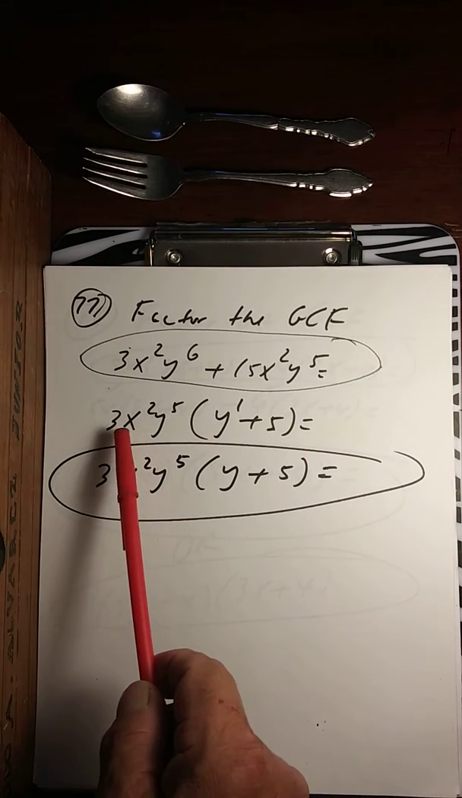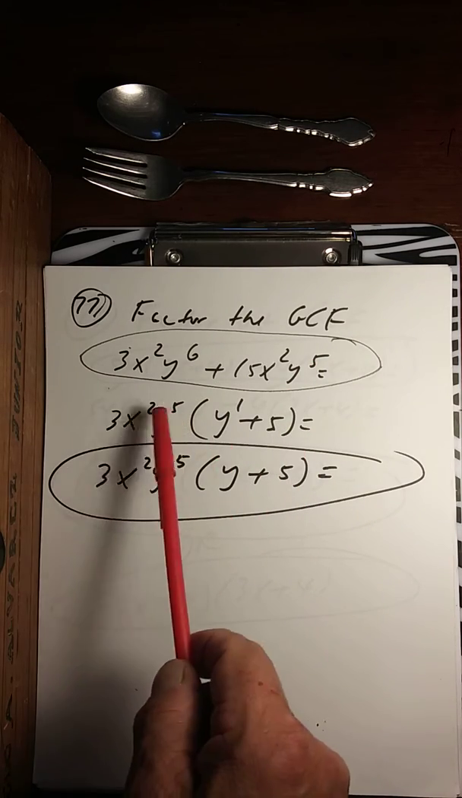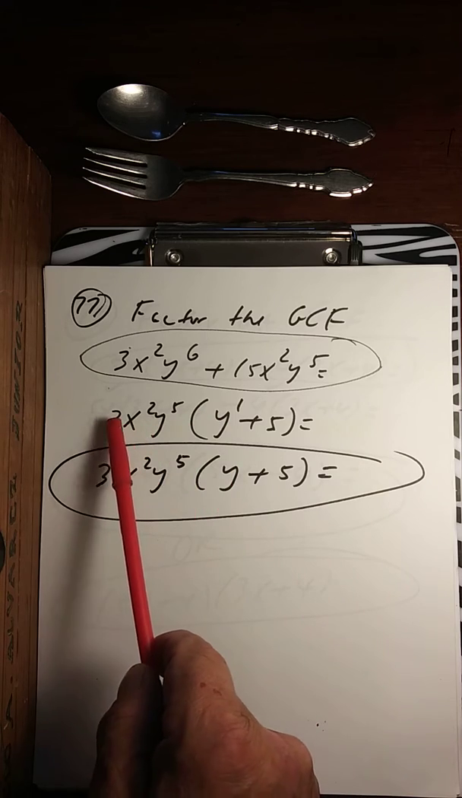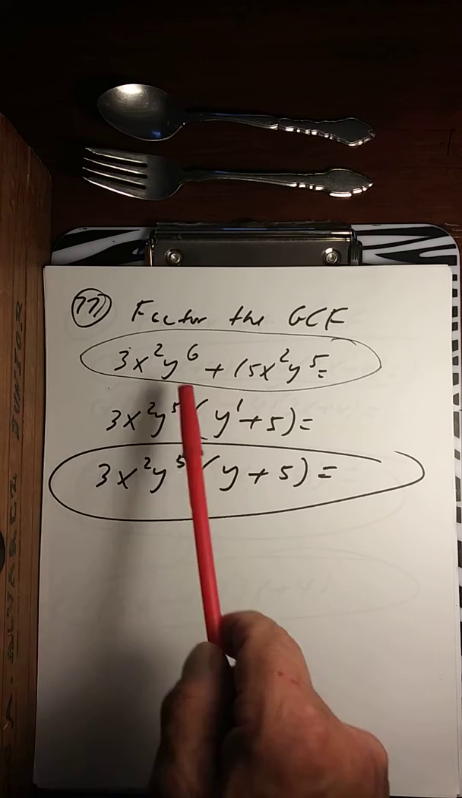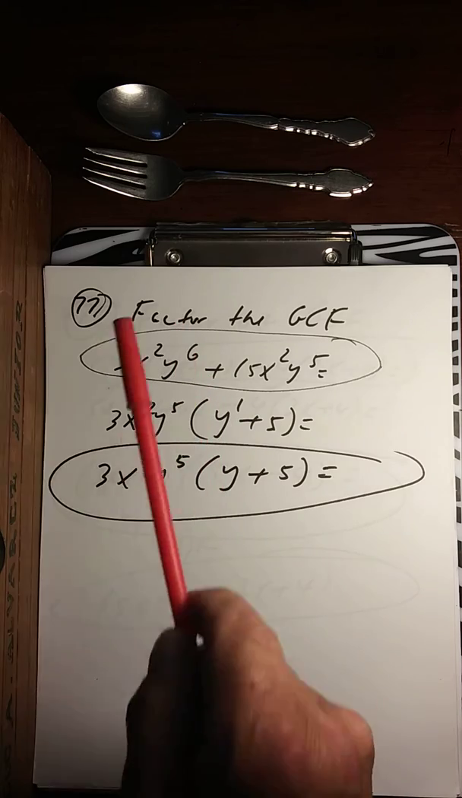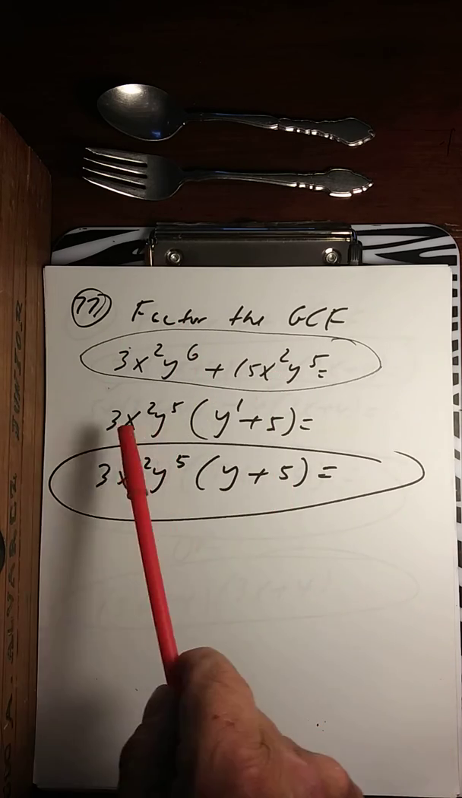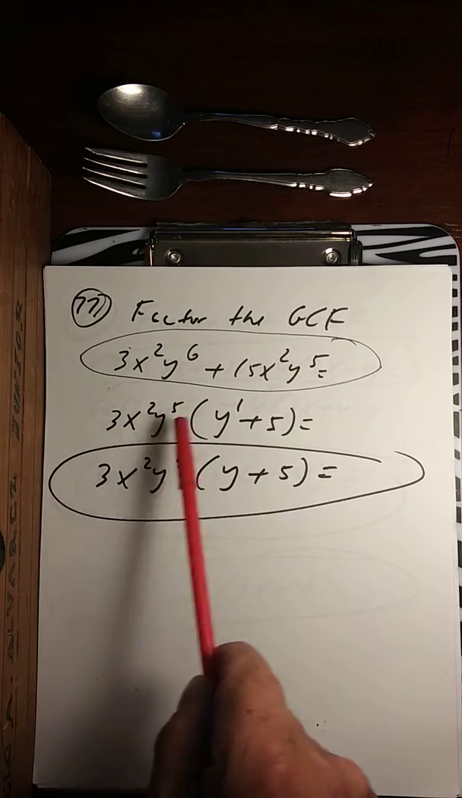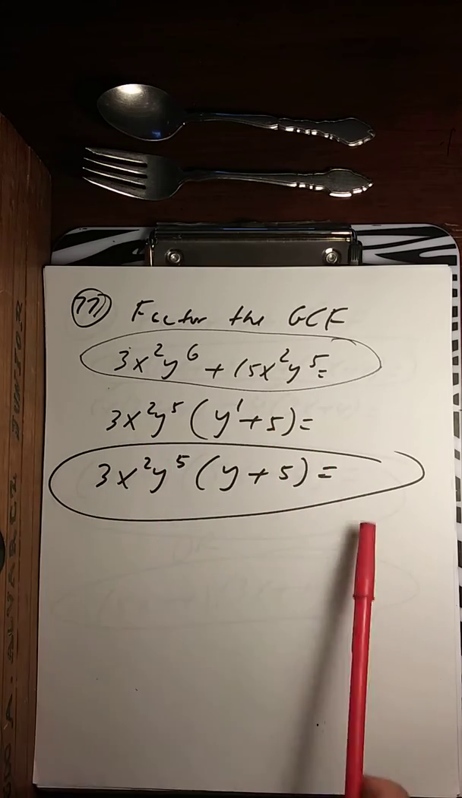Factor out the GCF. 3x squared y to the 5 comes out. Because if you multiply this back in here to get that, 3 times that is 3. x squared is there, and y to the 5 times y to the 1 is y to the 6. That turns out it's going to be 15. x squared is right there, and y to the 5 is right there. So, yes, this is the answer.